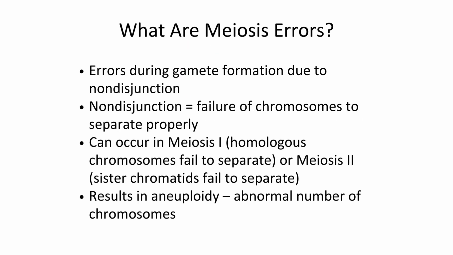Let's start by understanding what exactly meiosis errors are. During gamete formation, chromosomes are supposed to segregate equally between daughter cells. But when this process fails, it's called nondisjunction. This can happen during Meiosis I, when homologous chromosomes fail to separate, or in Meiosis II, when sister chromatids don't divide properly. The result is aneuploidy, an abnormal number of chromosomes, which is the basis of many genetic disorders.